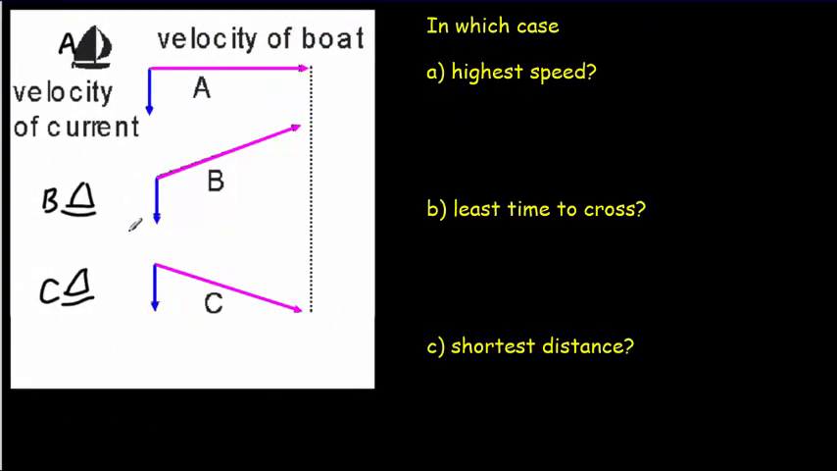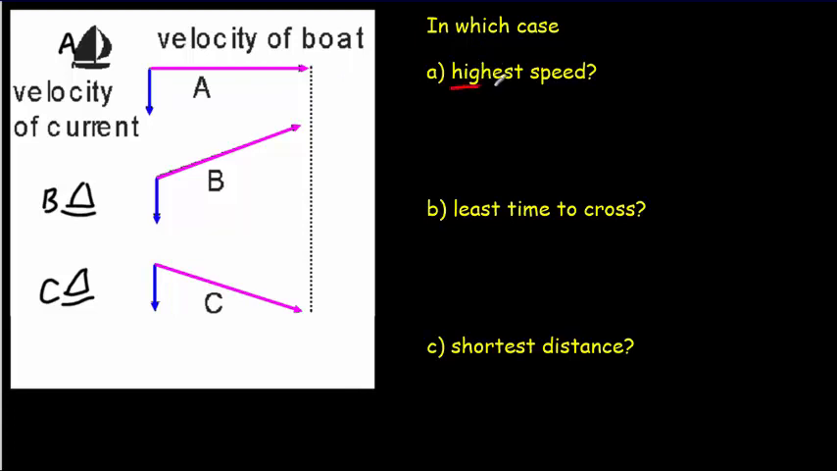Here's a very interesting question from Paul Hewitt. We've got 3 identical boats. They all have the same natural speed in still water, and that would be represented by the pink vectors here, the length of the pink vectors. The blue vectors represent the current, so the current is the same for all the boats, and they're going to travel across a river.